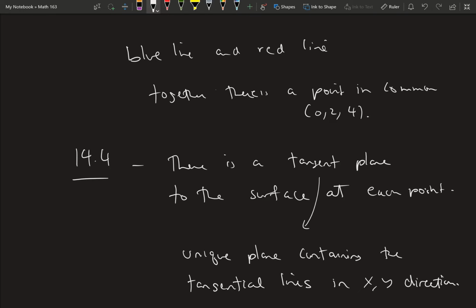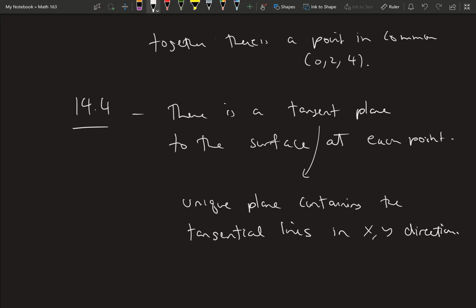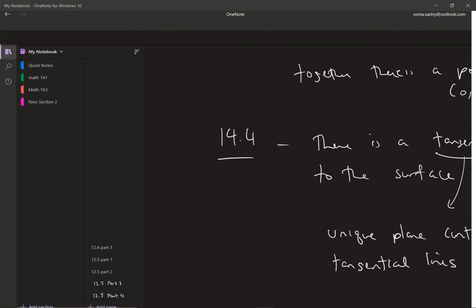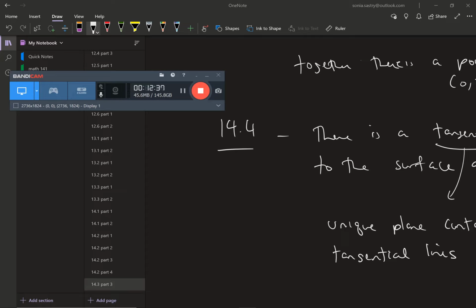Okay, so I hope that was clear. So again, there's the tangent line in the x direction, the tangent line in the y direction, and together that'll form the tangent plane. What is the equation of that plane? That's what we're going to consider in the next section. So I will conclude it here. We'll start 14.4.